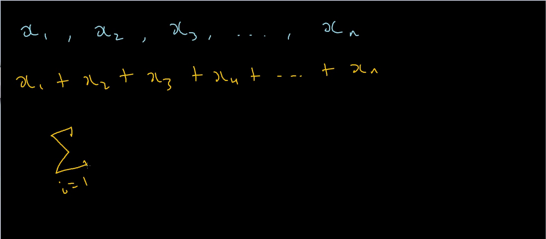I'm then going to define my stopping point on the top. So let's say the point at which I stop is n. And I'm going to sum over x of i. So what does this notation actually mean? Well, let me show you.